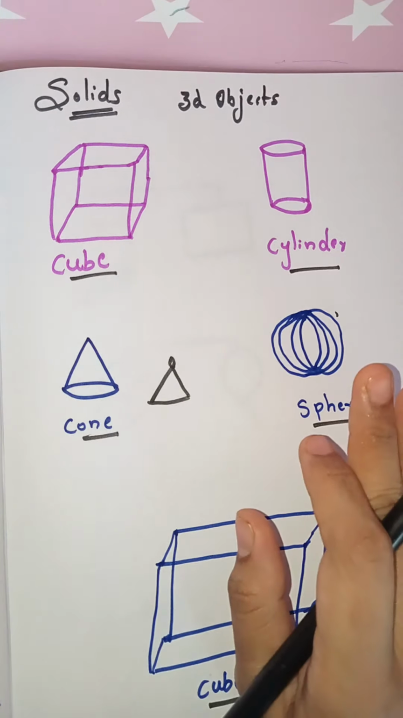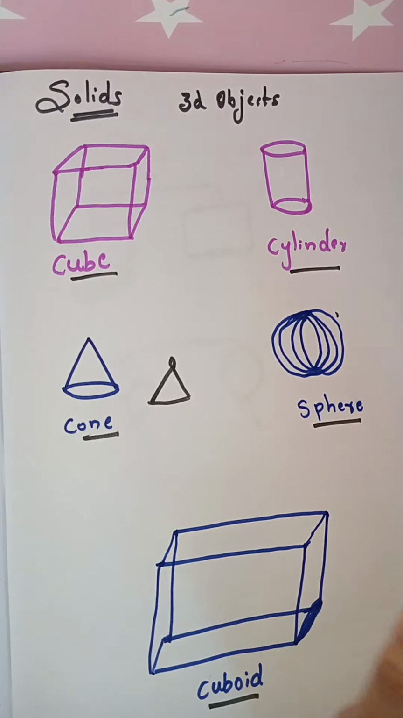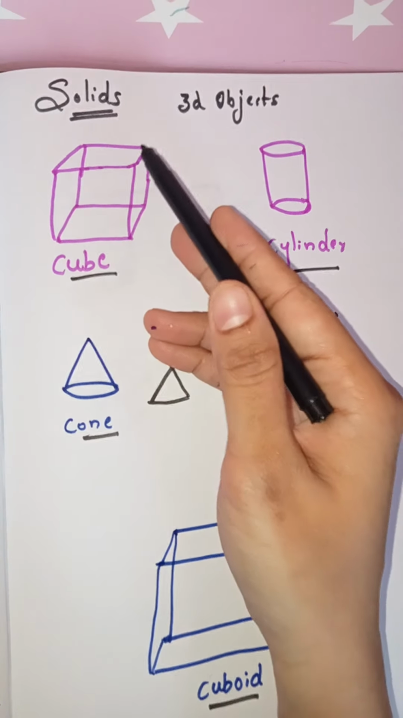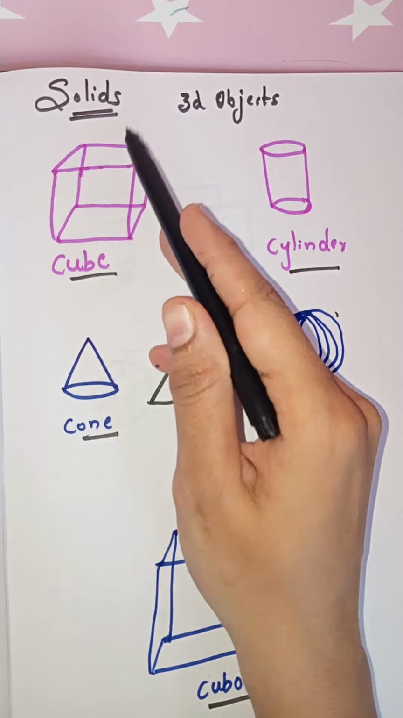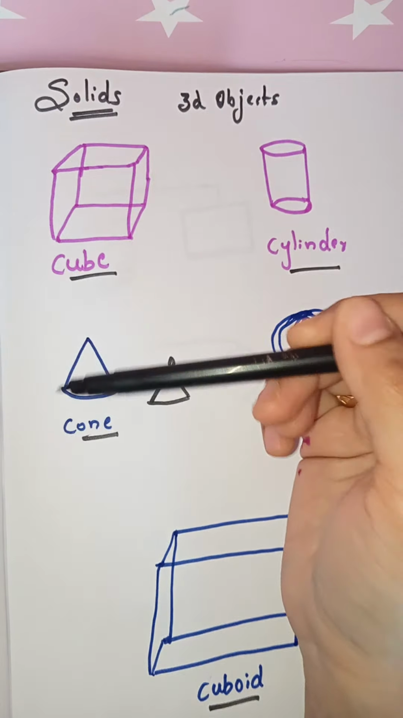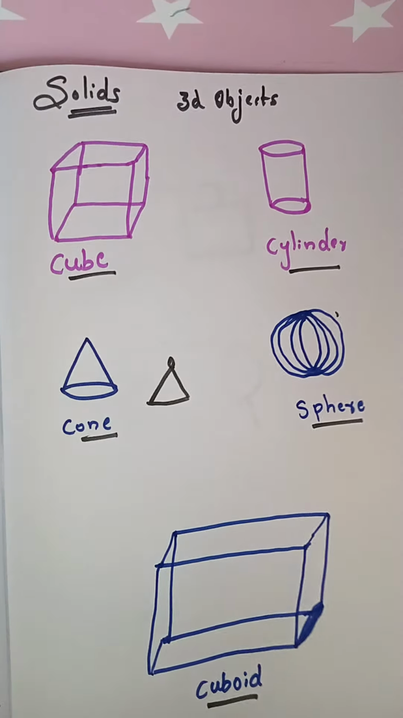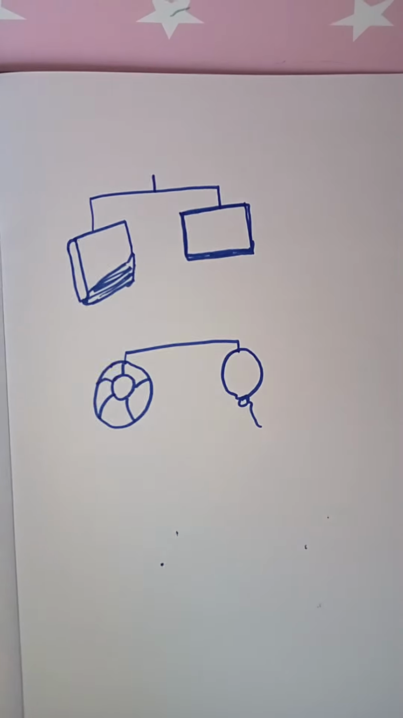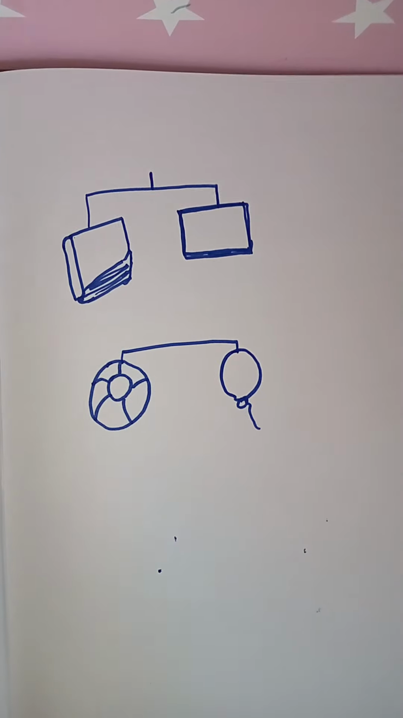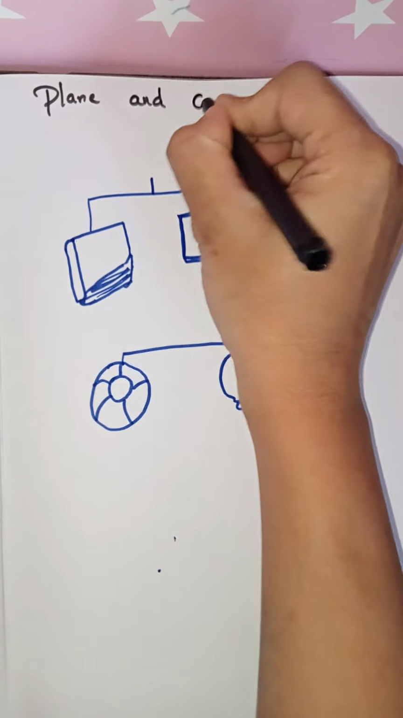In solids, the new words we learn are plane and curved surfaces. What is a plane surface and what is a curved surface? As you all know, solids occupy space. The part of a solid which we usually see and touch is called a surface. Let's see plane and curved surfaces, for which I have given examples so you understand this concept clearly.